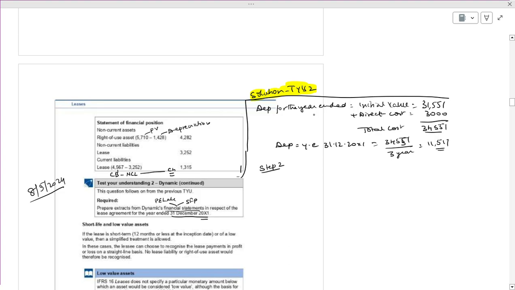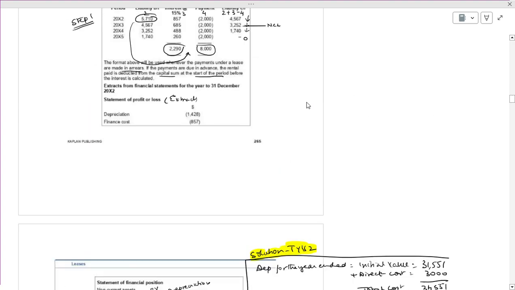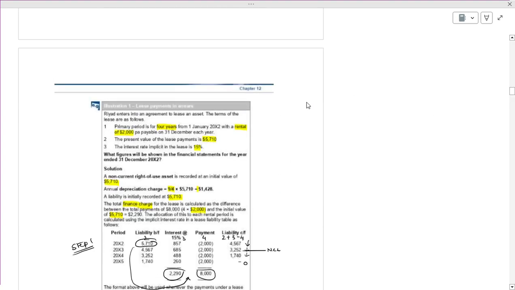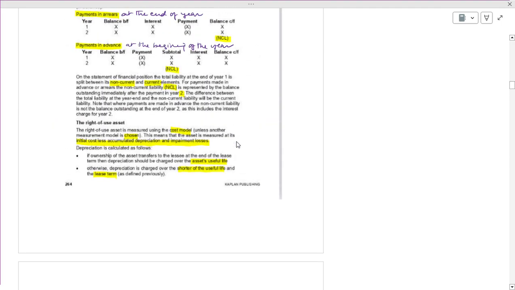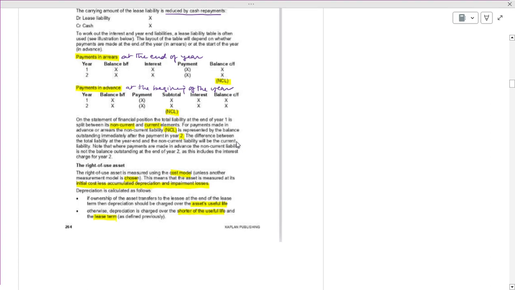Yes. Okay, step 2. See what they say, that's very important. In the test your understanding, they say whether it has been paid in arrears or in advance. If it is made in advance, is it right?